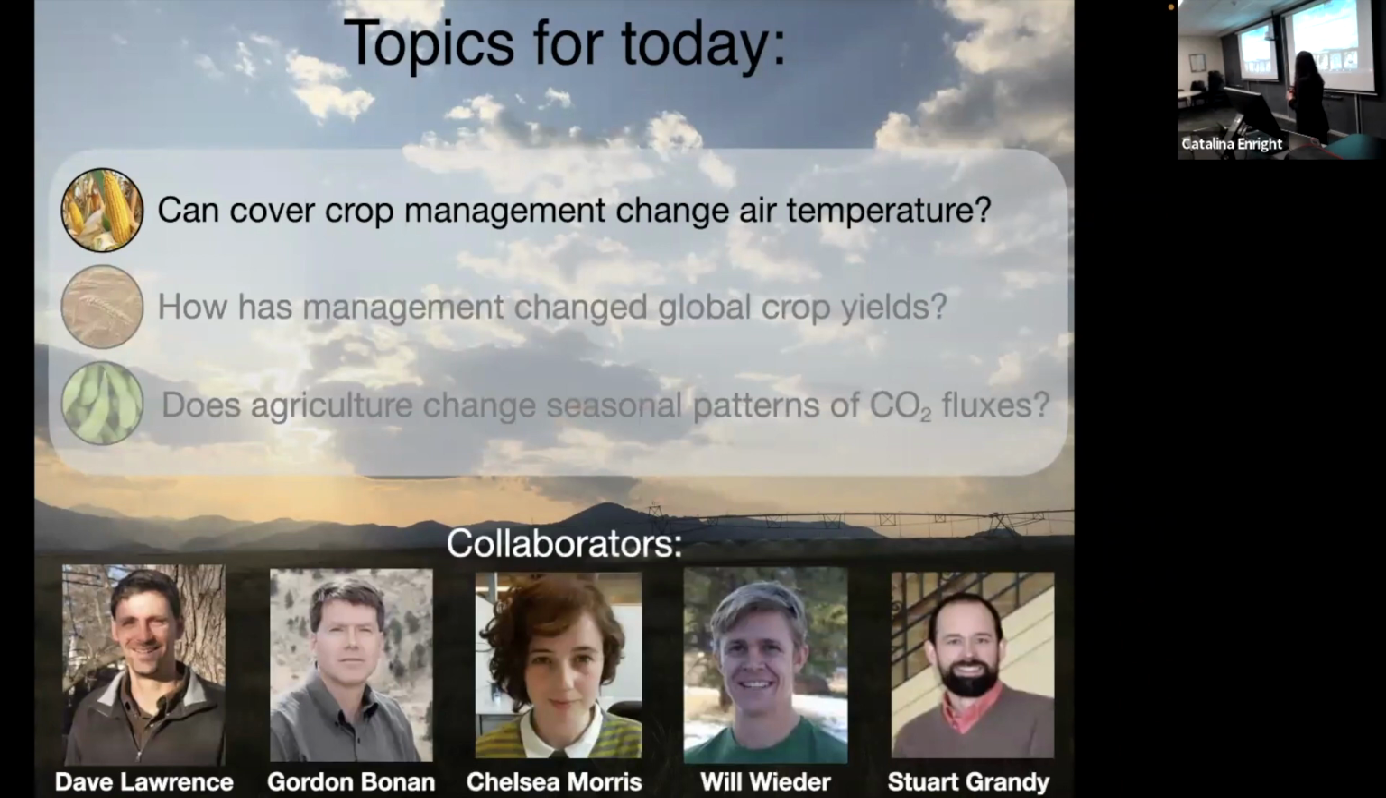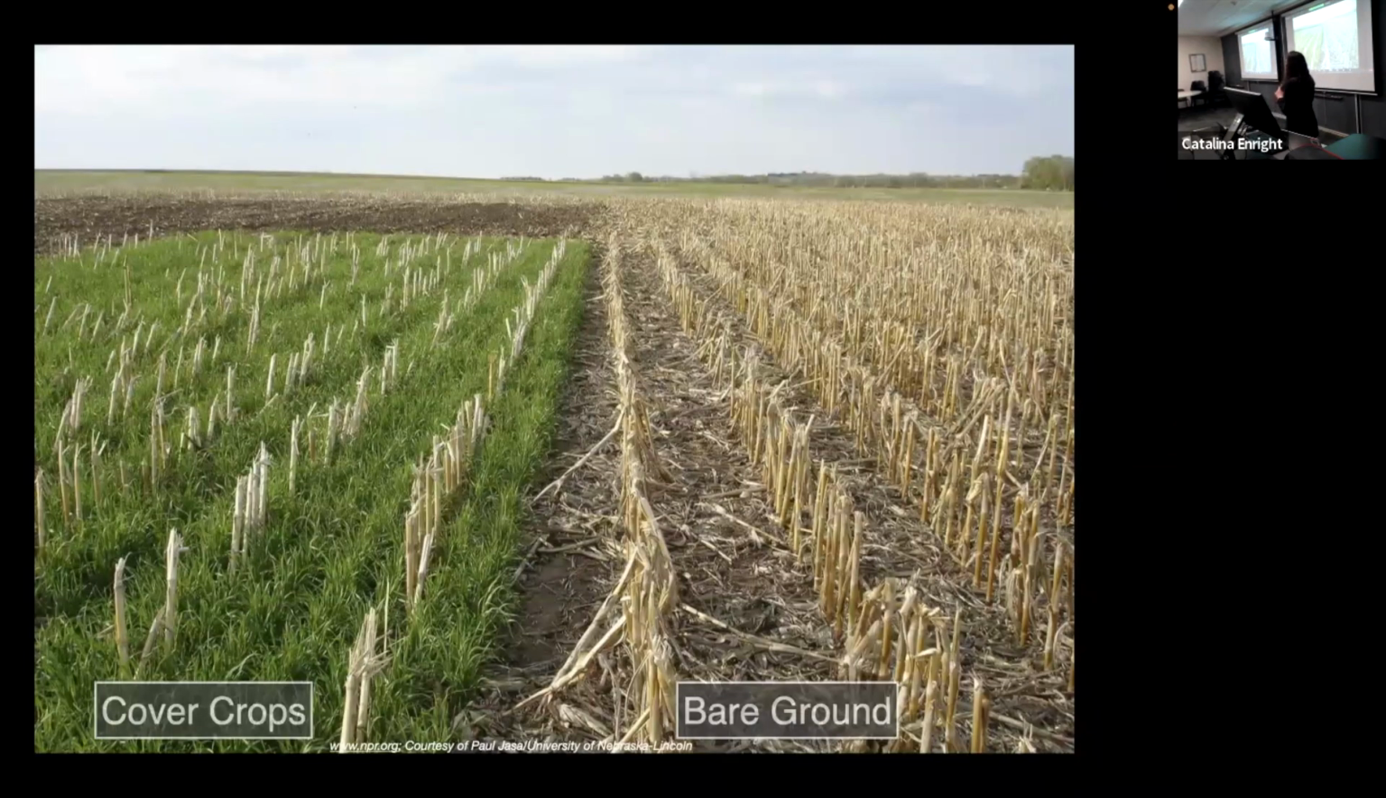So we start with cover crops. I have a suite of collaborators for each of these projects, all of whom have been instrumental in helping to guide and develop these projects. And so I just want to highlight them as well. I'm guessing that many of you know what cover crops are, but just in case you don't, cover crops are crops that are planted during the not normal cash crop growing season. And so you can see there are cover crops here on the left, but not here on the right. And so this is an experiment that was comparing cover crops to bare ground.